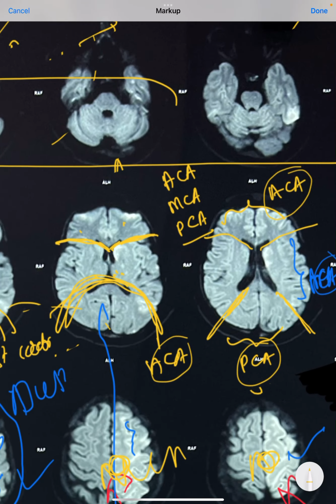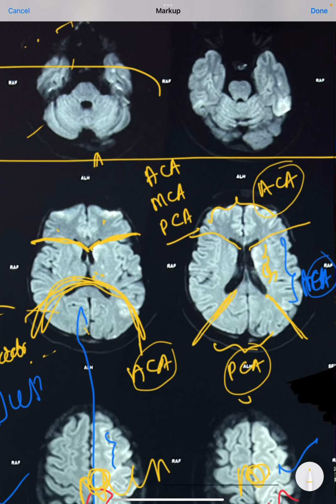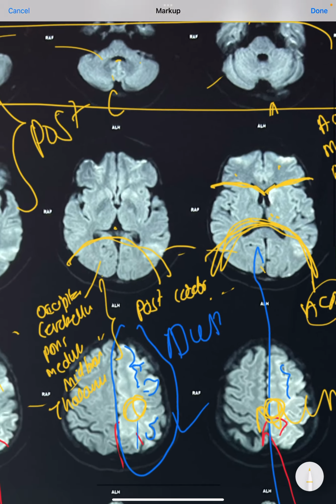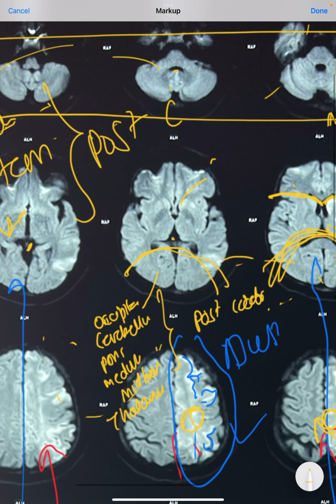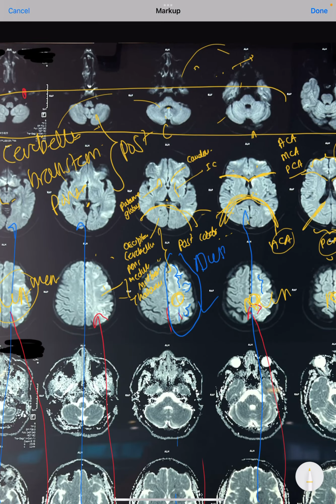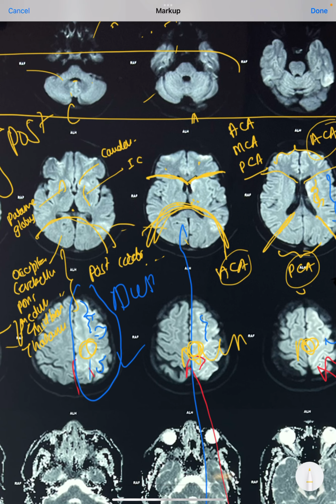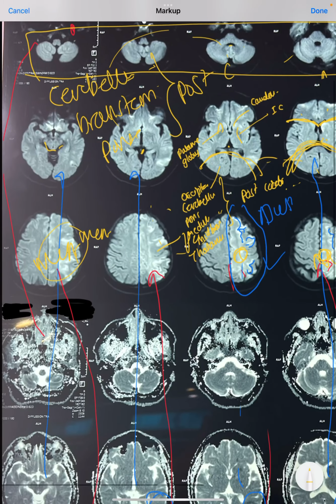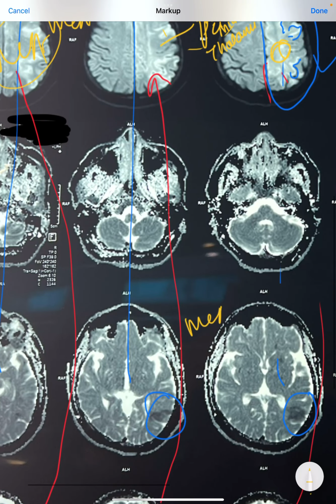And the remaining part, like this white matter, which is the corona radiata, the putamen, globus pallidus. So this is the caudate, this is the internal capsule, this is the putamen, globus pallidus, the parietal region, and the temporal region, it is all supplied by the middle cerebral artery.